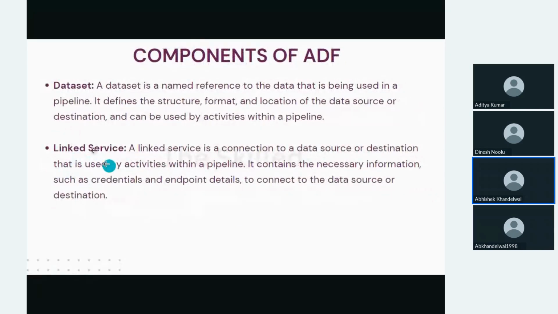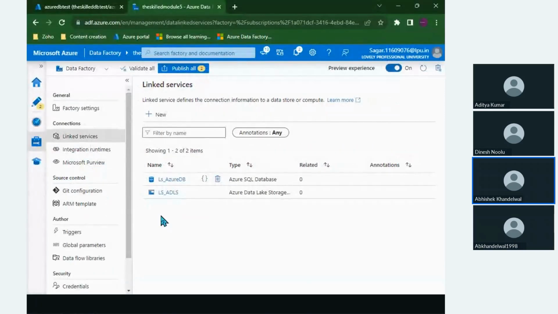I told you what a linked service is. Now let's see datasets, how we create a dataset. Now, first of all, whenever we want to connect to a data source, first we will create a linked service, then only we will be able to fetch the data from that particular data source.